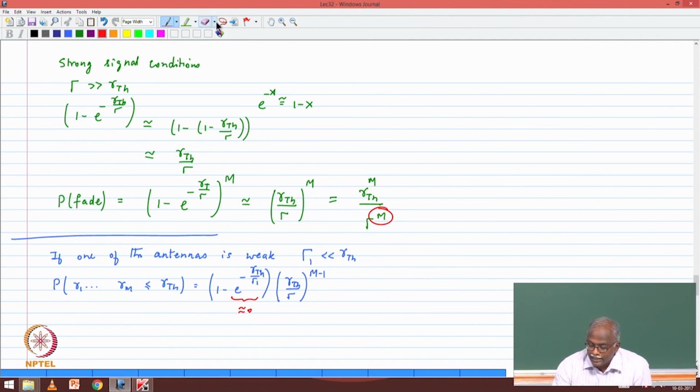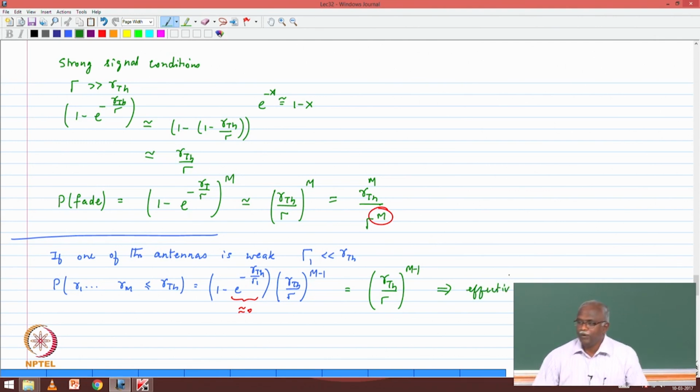So, what is the net result? A very, very interesting result. The net result is approximately gamma threshold by gamma raised to the power m minus 1. So, it looks like there are only m minus 1 antennas. It is a very satisfying result, effectively only m minus 1 antennas.